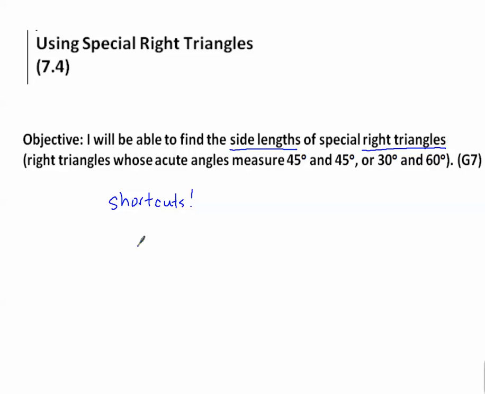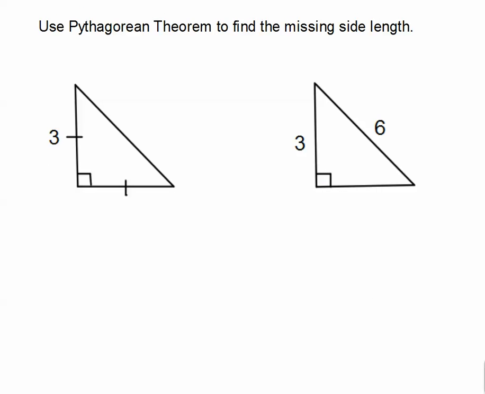What do I mean by that? Finding side lengths of right triangles. How do we usually do that? What do we do to find the side lengths of right triangles, the side lengths that we often call A, B, and C? That's right, we use the Pythagorean theorem. If I were to say, here's a right triangle, just looking at this first picture, use the Pythagorean theorem to find the missing side length. Well, remember what that is: C squared equals A squared plus B squared.